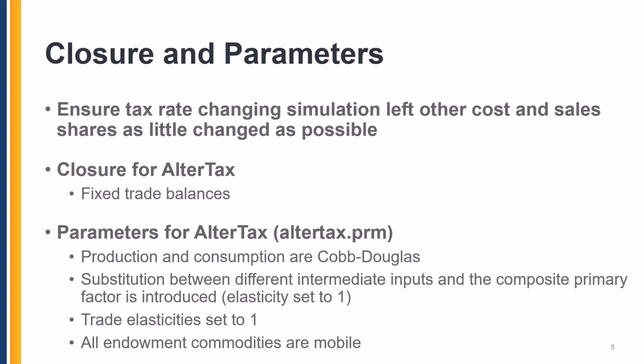Specifically, parameters are set such that production and consumption are Cobb-Douglas. In production, substitution between different intermediate inputs and the composite primary factor are introduced with the elasticity set to 1. As with the above, trade elasticities or the Armington parameters are also set to 1. And finally, all endowment commodities are modeled as mobile across sectors within the region.